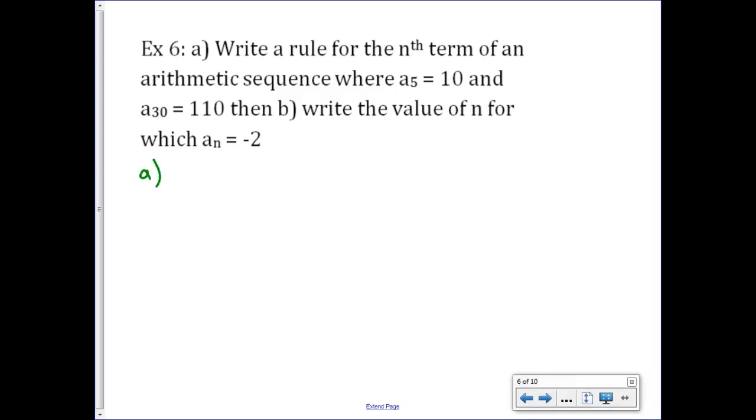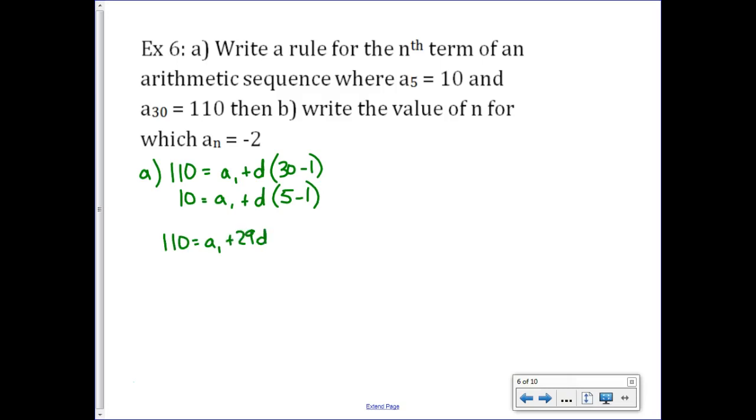So if we know that a sub 30 is 110, we can plug in 110 for our term value is equal to a sub 1 plus your difference times 30 minus 1. And then we could use 10 is equal to a sub 1 plus your difference times 5 minus 1. Let's simplify that a little more. That 30 minus 1, 5 minus 1 we can simplify. So 110 is equal to a sub 1 plus 29d. And then 10 is equal to a sub 1 plus 4d.